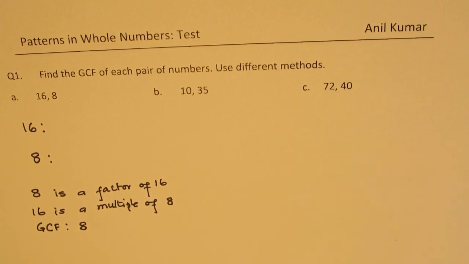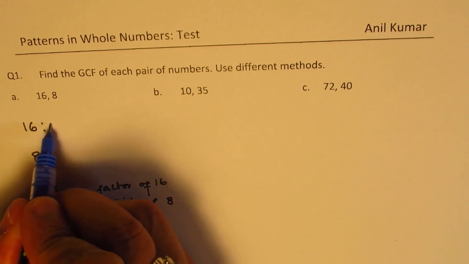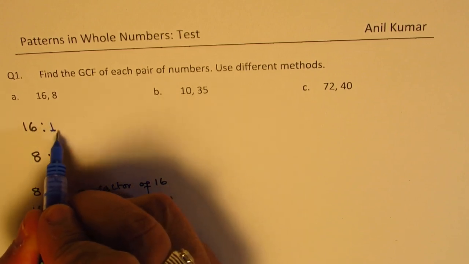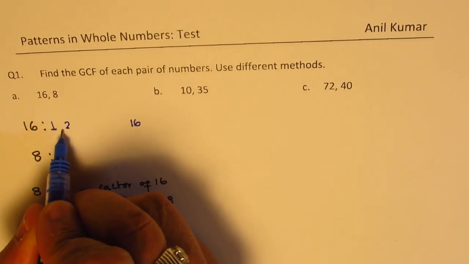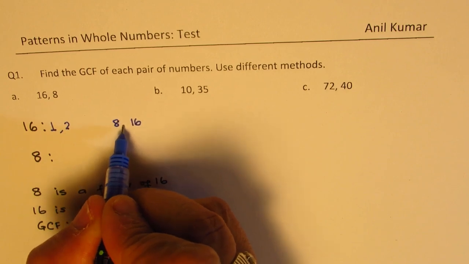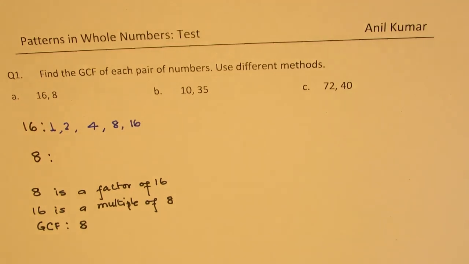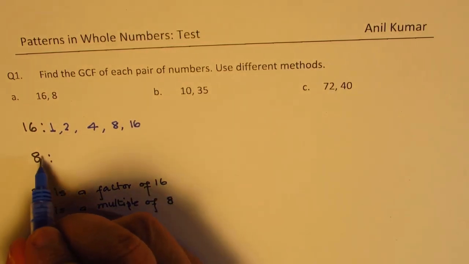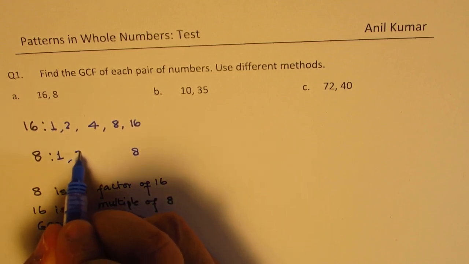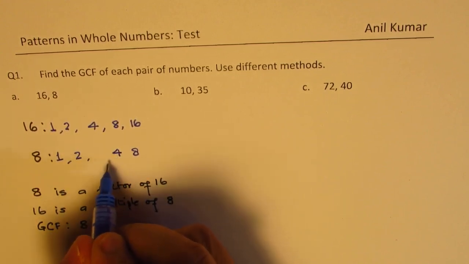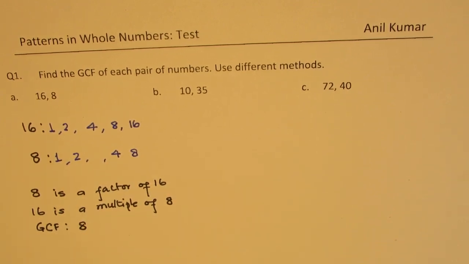The other way is to write factors, right? So we can write factors of 16. So we know 1 is a factor of 16. 1 times 16 is 16, correct? And then we know 2 times 8 is 16. And we know 4 times 4 is also 16. So these are the factors. As far as 8 is concerned, we know 1 times 8 is 8. 2 times 4 is also 8, right? Well, that gives you all the factors.